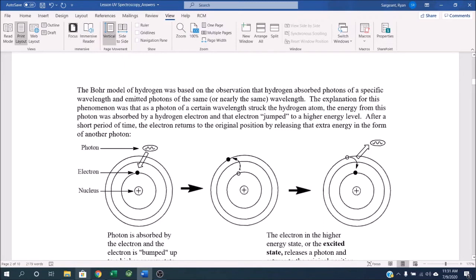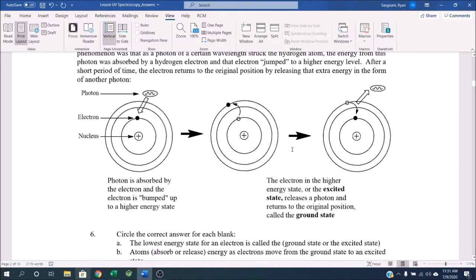And after a very short amount of time, that electron will drop back down again and release that energy in the form of a new photon. So this is the absorption of energy, and this is the emission of energy. And if this process operates perfectly, then the photon that is given off is exactly the same type of photon that comes in, but entropy always exacts some toll.